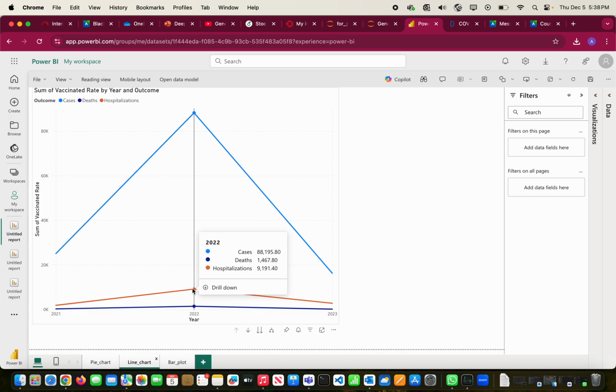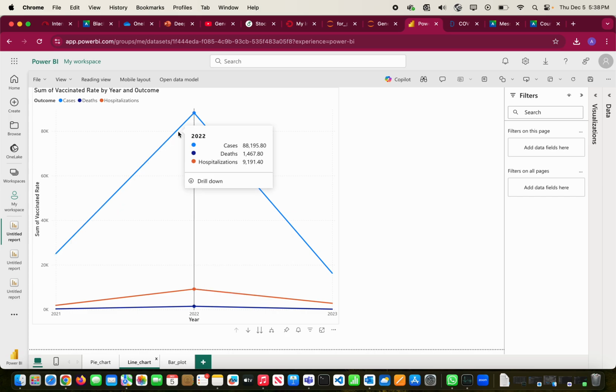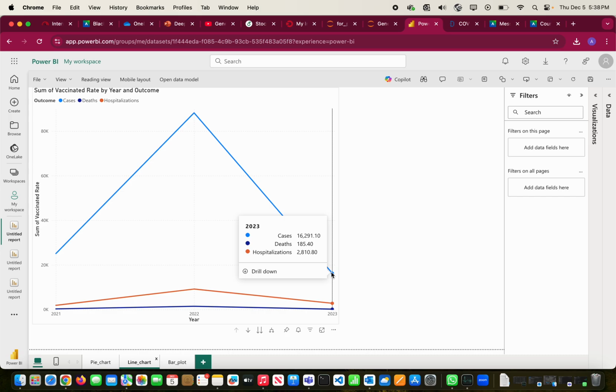9191 hospitalizations for vaccinated people. And also there is a high spike in the cases even though they are vaccinated. As you can see, the cases are 88,000 in the year 2020, which goes down to 16,299 in the year 2023. So this basically represents the rate and the total number of outcomes in cases, death and hospitalization based on vaccination rate.